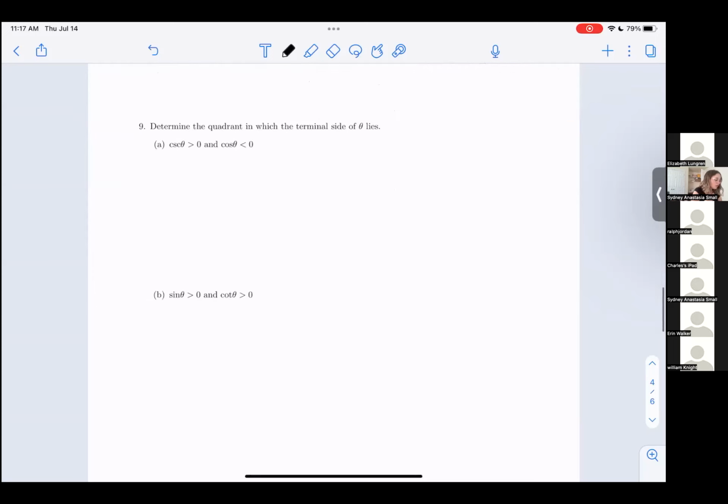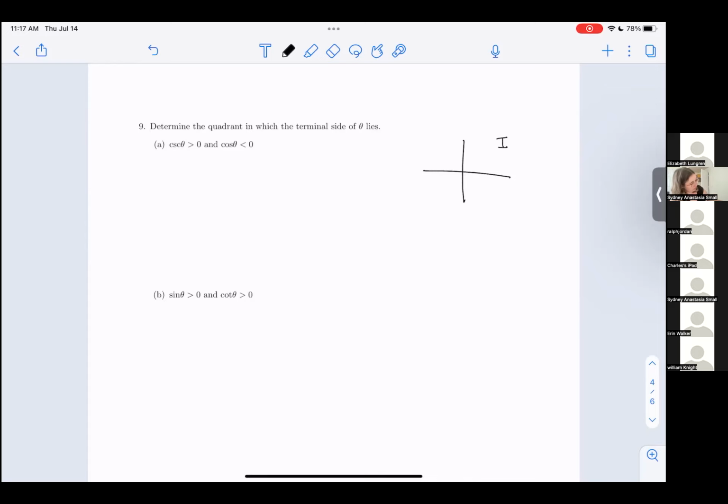We want to determine the quadrant in which the terminal side of theta lies in these two cases. Case 1 is where the cosecant is positive and the cosine is negative. Before I get into this particular question, I think it's always helpful just to draw a little diagram. And that would be the diagram of, okay, in which quadrants are my y values positive or negative, and in which quadrants are my x values positive or negative.